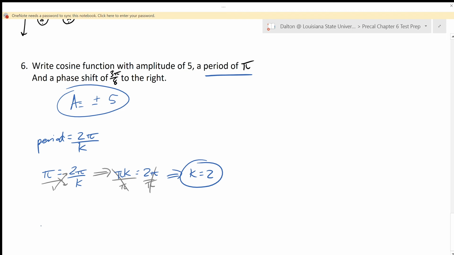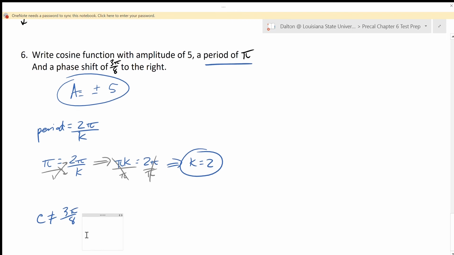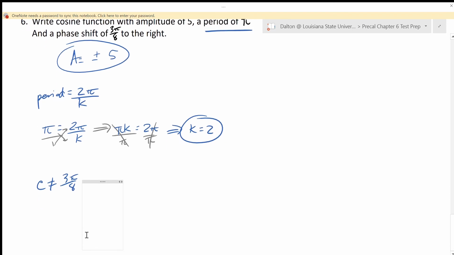Again, that's not just a variable that you can plug in and be done and say, ooh, c is 3 pi over 8. That is not true. C is not 3 pi over 8. Remember, phase shift is found by doing a computation. So if we say that phase shift is equal to negative c over k, well, they tell us phase shift is 3 pi over 8 is equal to, we don't know what c is, but you just found k up here. So that'll be negative c over 2.